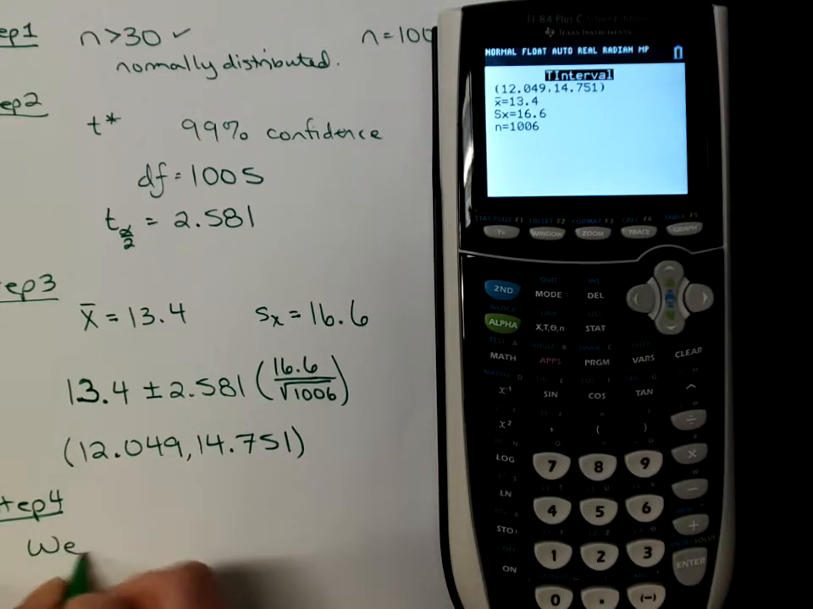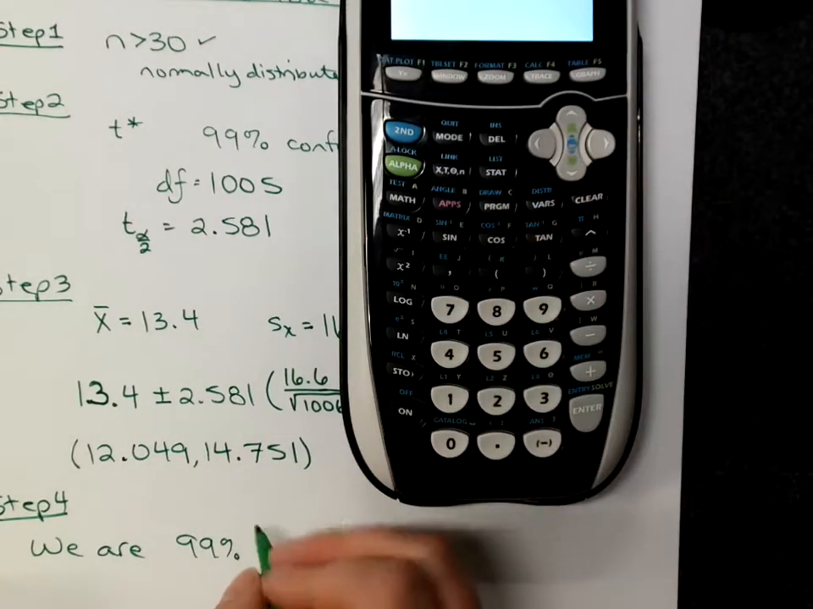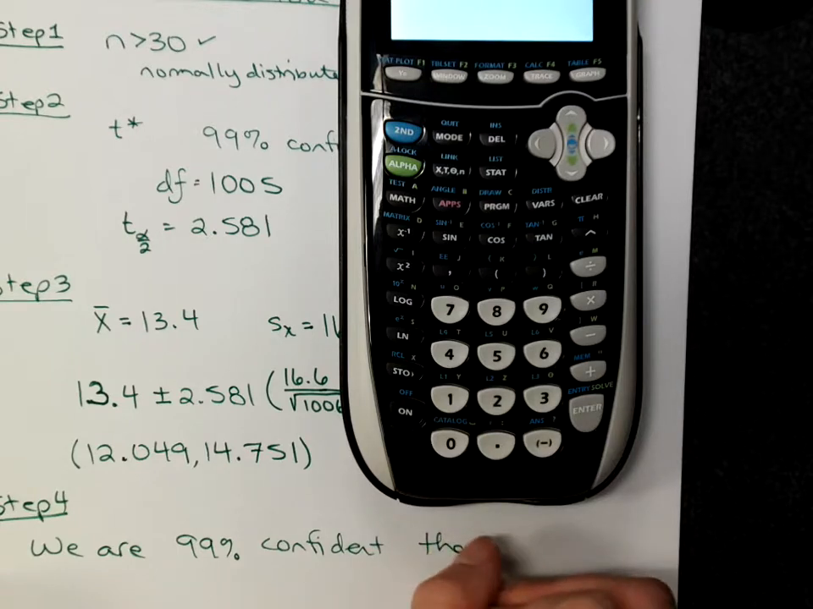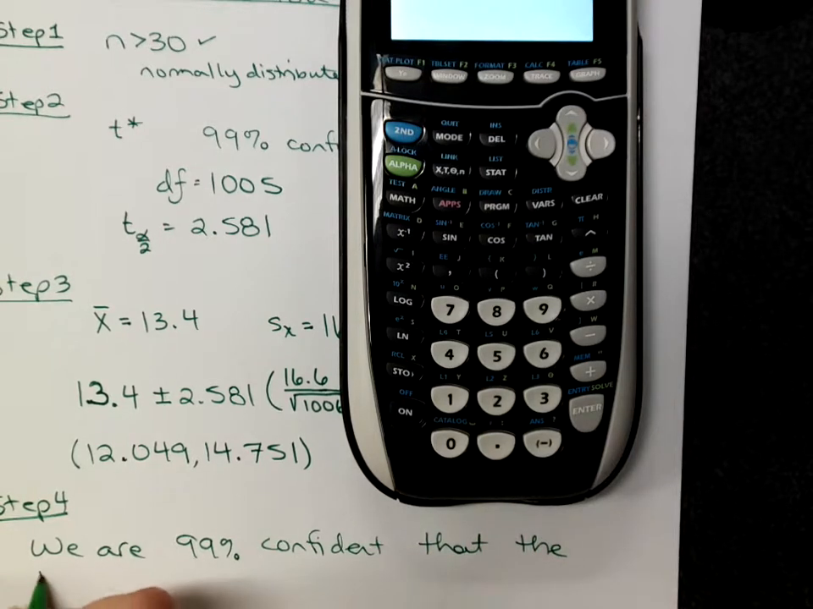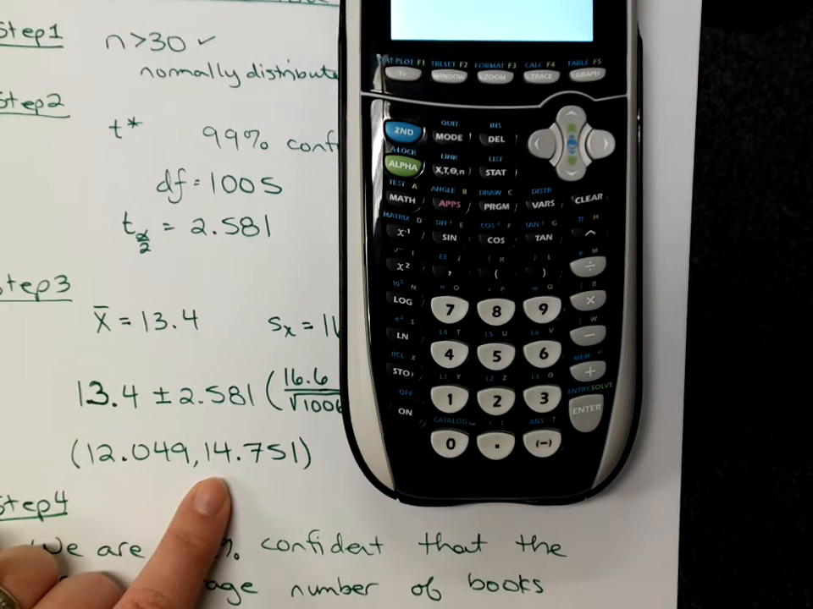Step 4 is to interpret your interval. So you say we are 99% confident that the true average or mean number of books read is between, we're talking books, so let's round, 12 and 15 books.